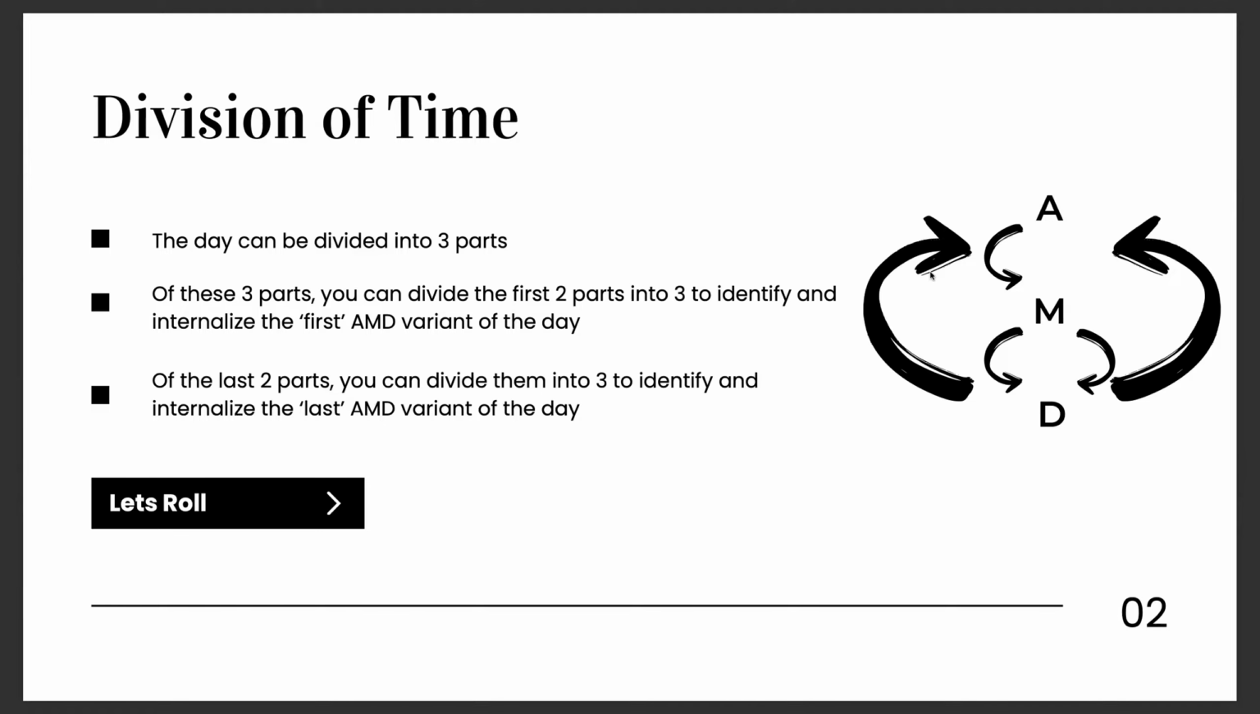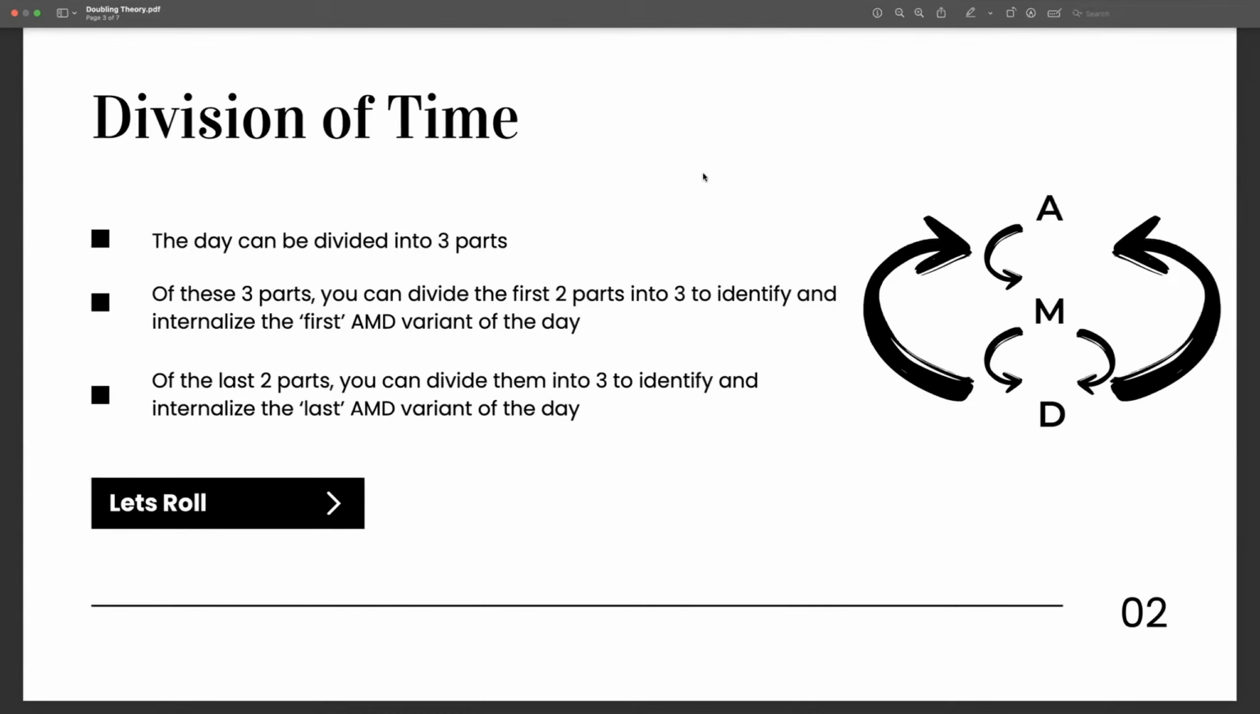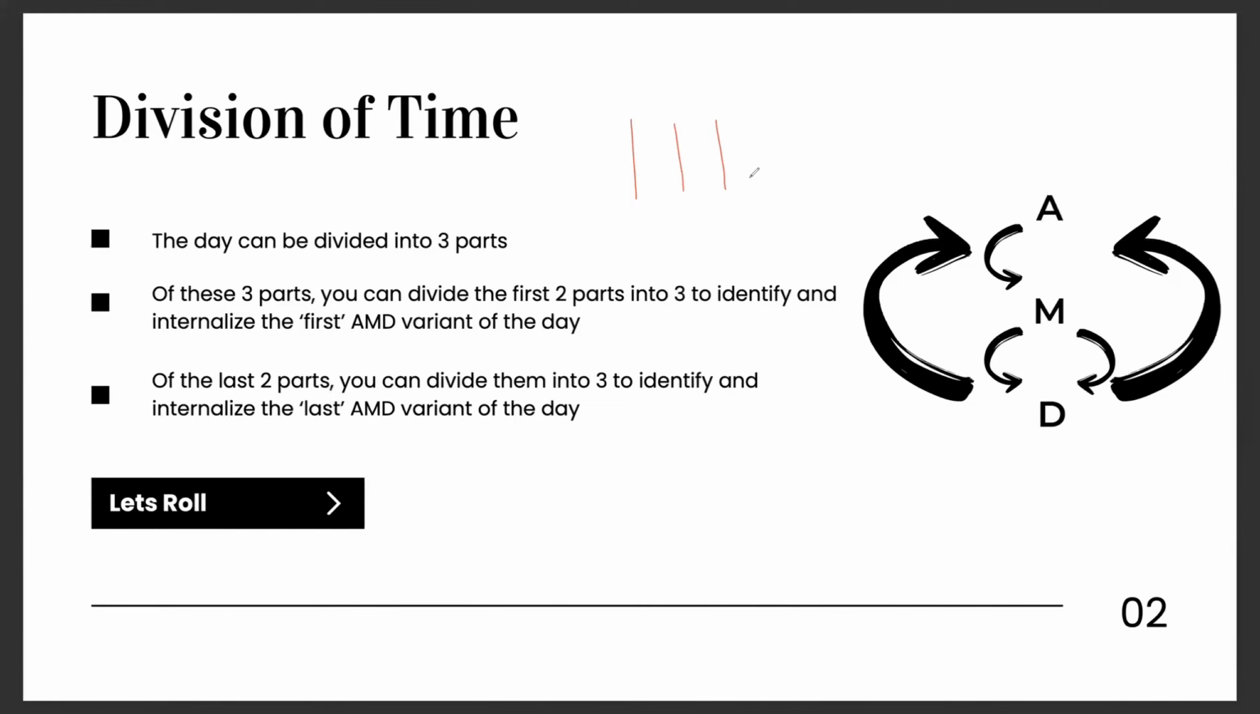Now, when you take the 3 parts and look at the last 2, consider this. What I just asked you to do was consider these 2 here. You will find the first AMD variant inside this. After that, you will take these last 2 and identify the AMD variant here.